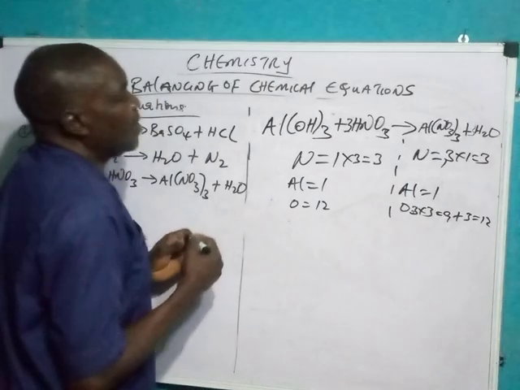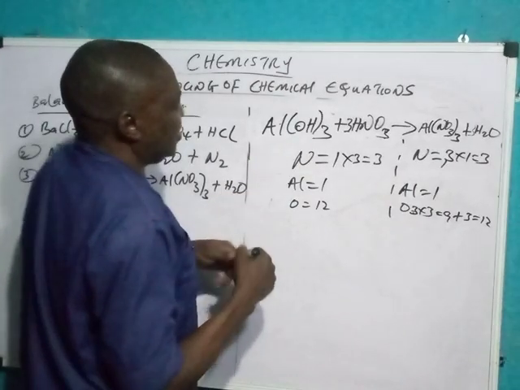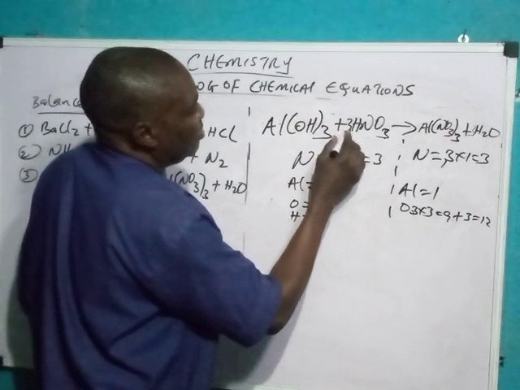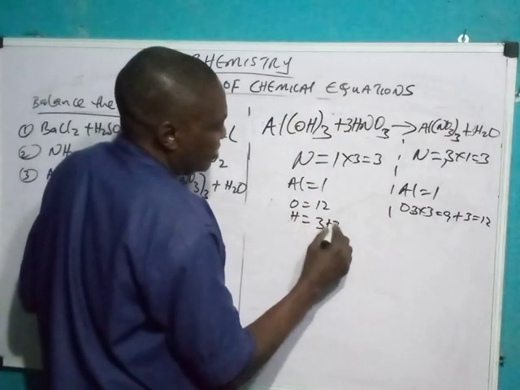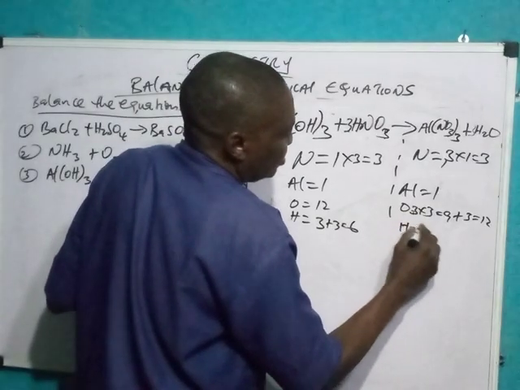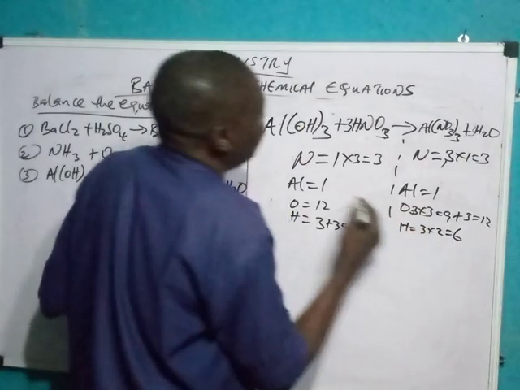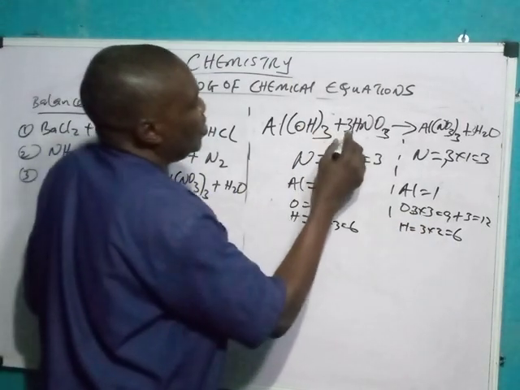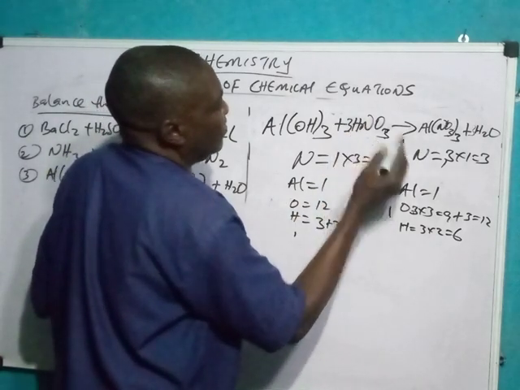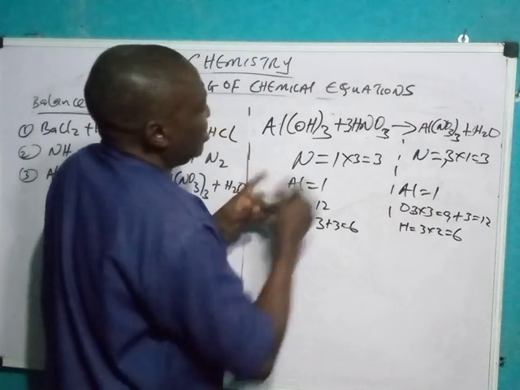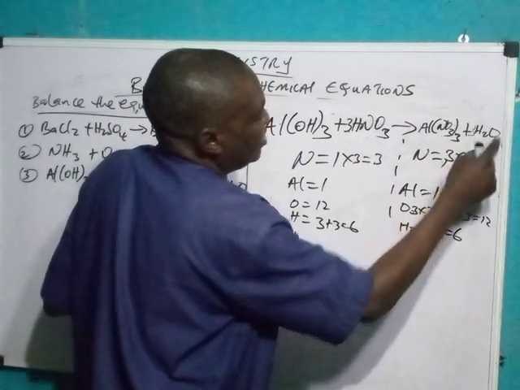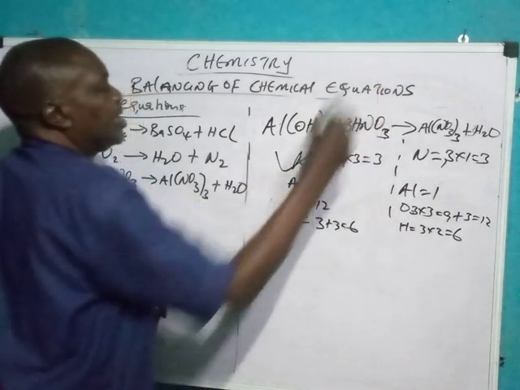Oxygen also is balanced. Then the next one is hydrogen. Hydrogen this way is 3 plus this 3, making 6. This way, hydrogen is 3 times 2 equals 6. Hydrogen is also okay. Then let's go to nitrogen. Nitrogen is already 3. We have done that before. Then oxygen is 3 times 3, 9 plus 3, 12. So this equation is as well balanced.